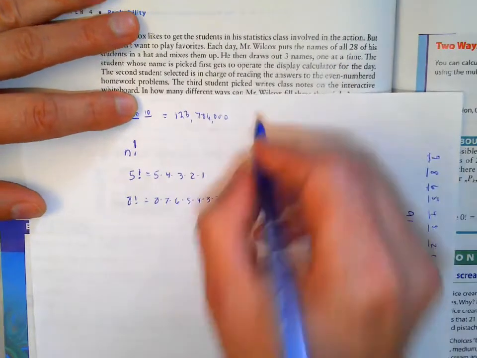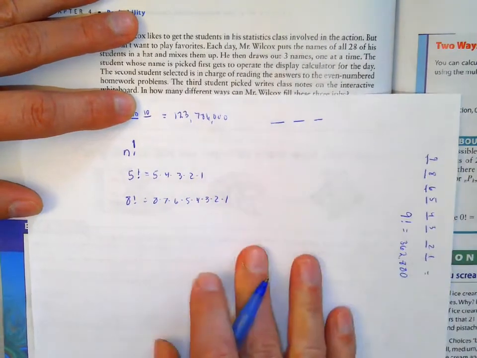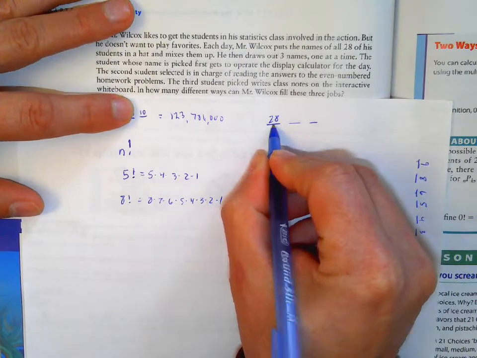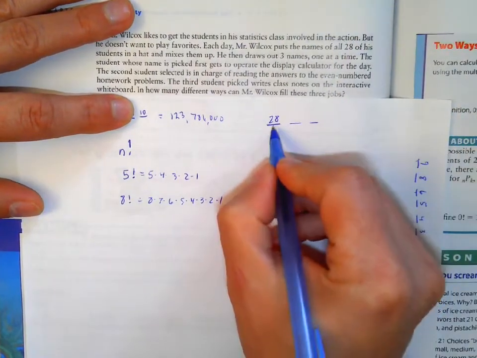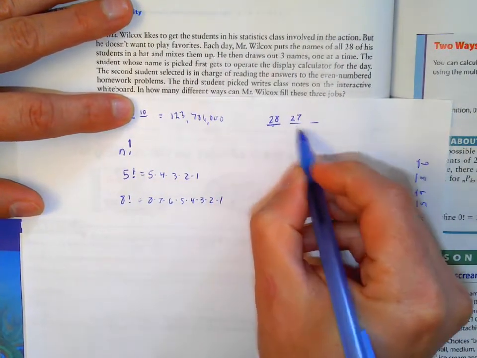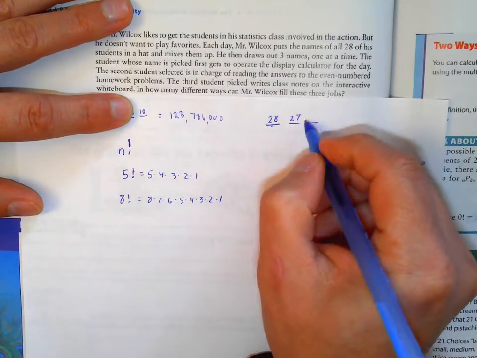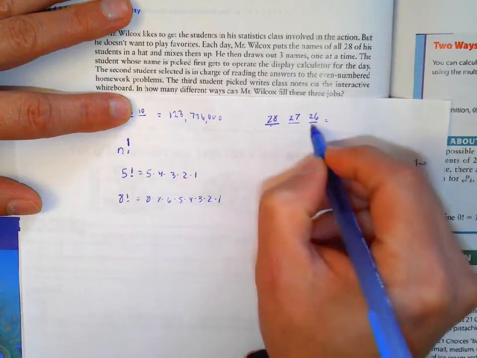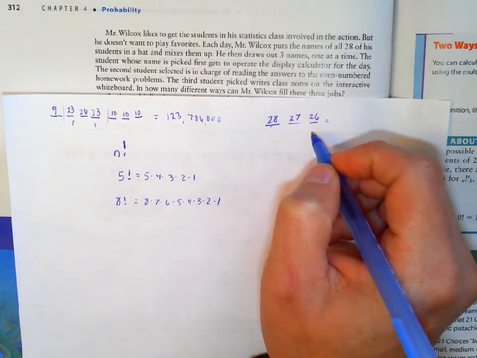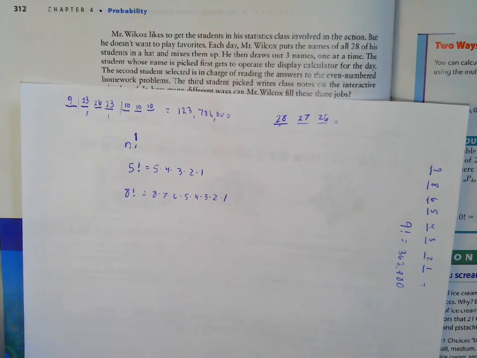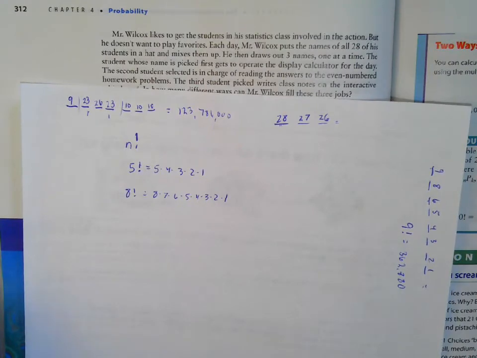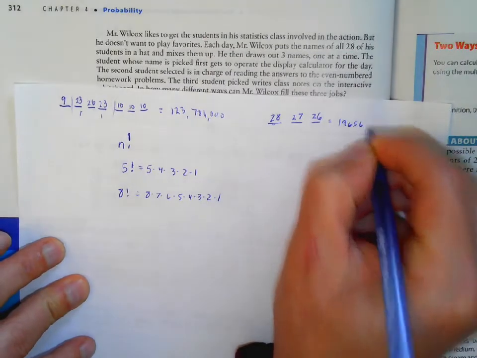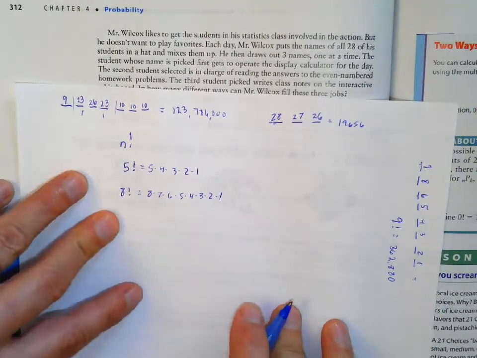Okay, so there's 3 jobs. I'm choosing 3 people. There could be one of 28 people that I choose for the first one. If I already chose someone, there'd be one of 27 people that I could choose for the second job, and one of 26 people for the third job. So I can multiply those 3 things together. Okay, so 28 times 27 times 26 gives you 19,656. Okay, there'd be that many different ways I could choose people to fill the jobs.